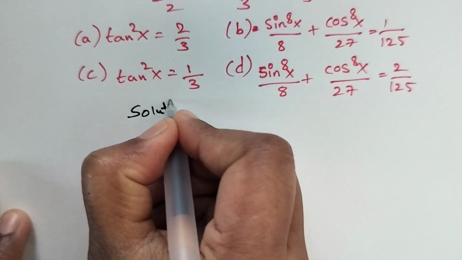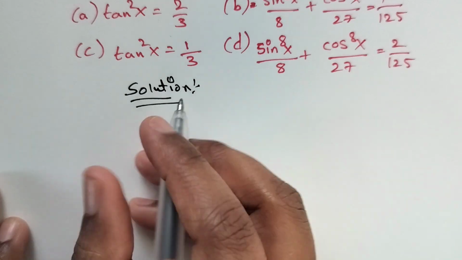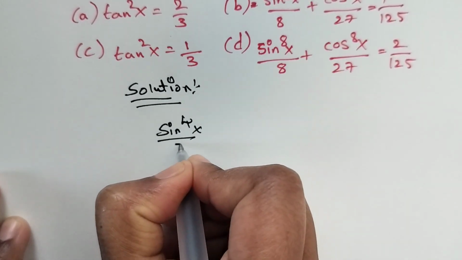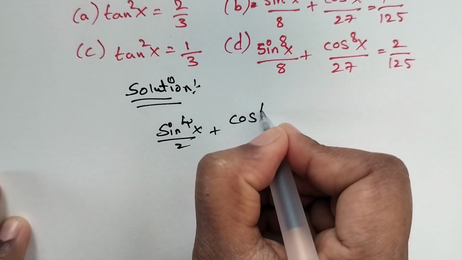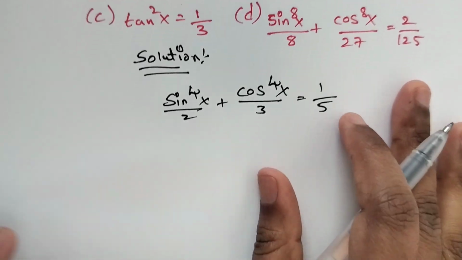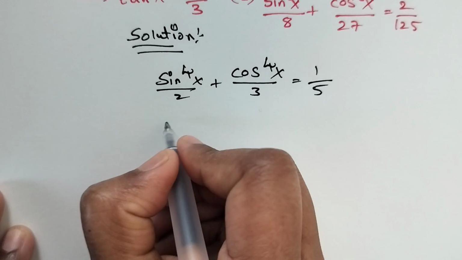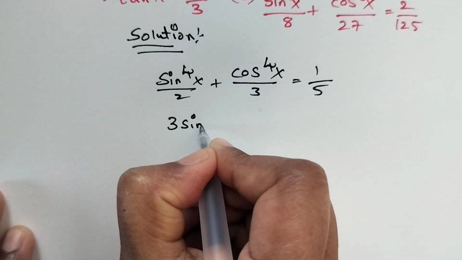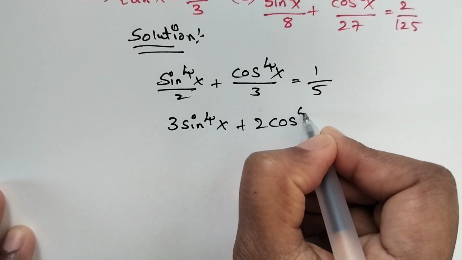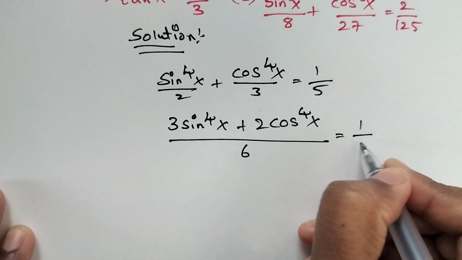Solution. The question which is given: sin⁴x/2 + cos⁴x/3 = 1/5. So this is the question. Here we have to cross multiply. So (3 sin⁴x + 2 cos⁴x) divided by 2 times 3, which is 6, is equal to 1/5.